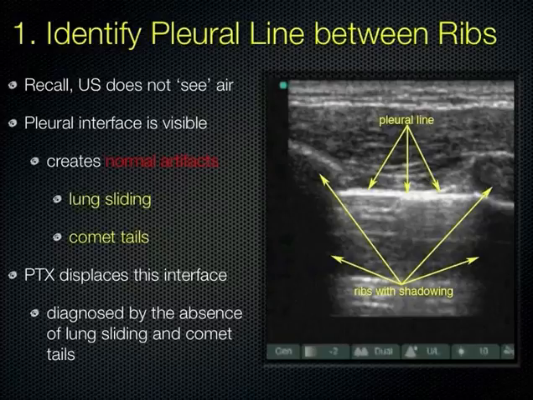You may see A lines. If you do, does that mean you don't have a pneumothorax? No, because A means air. Doesn't necessarily mean the air is inside the lung, could be outside. You may see B lines if the patient has pulmonary edema.